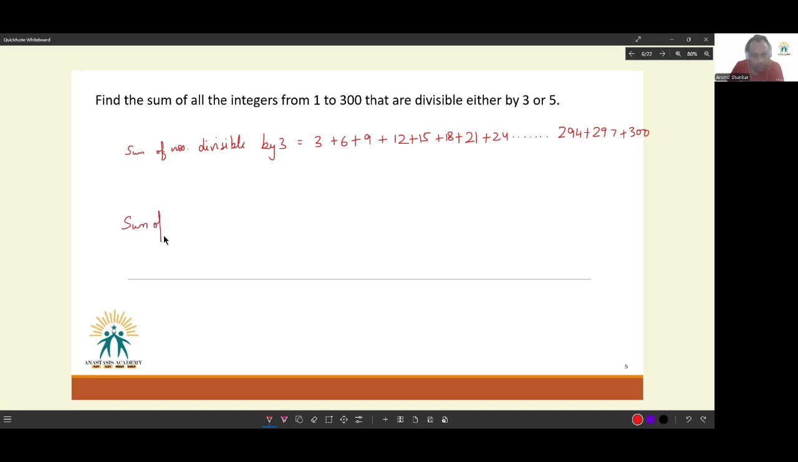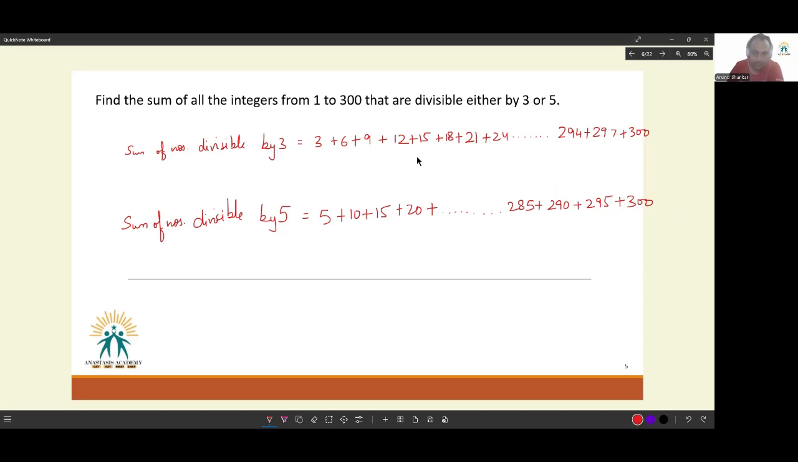There is also sum of numbers divisible by 5 will be 5 plus 10 plus 15 plus 20 plus so on and so forth, all the way up until 285 plus 290 plus 295 plus 300. This is also a simple AP, you can find out.